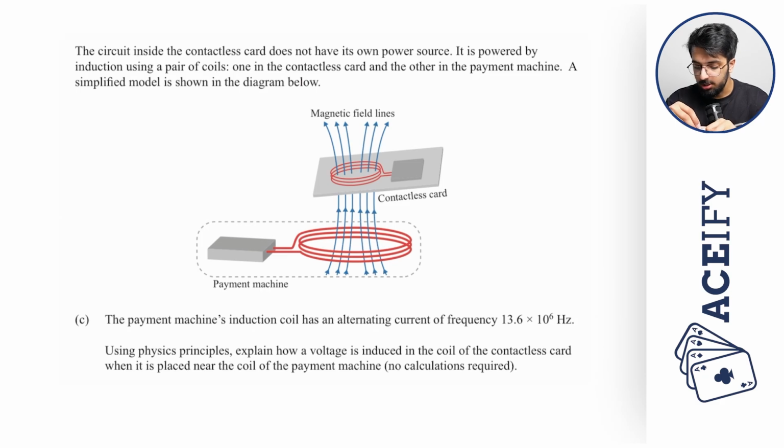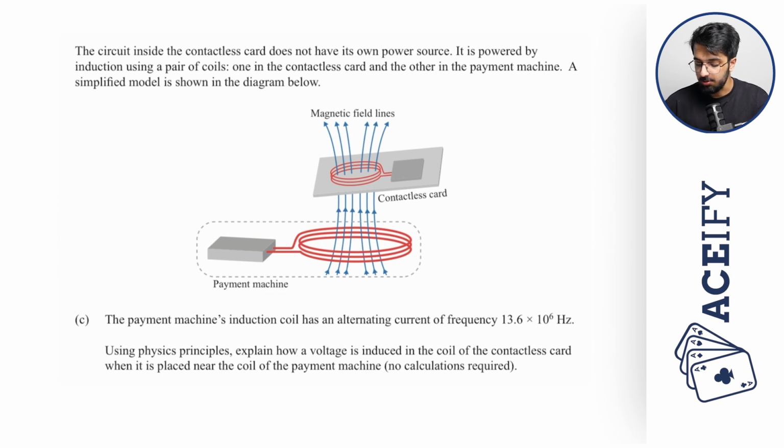A simplified model is shown in the diagram below. The payment machine's induction coil has an alternating current of frequency 13.6 times 10 to the 6 Hz. Using physics principles, explain how a voltage is induced in the coil of the contactless card when it is placed near the coil of the contactless payment machine.